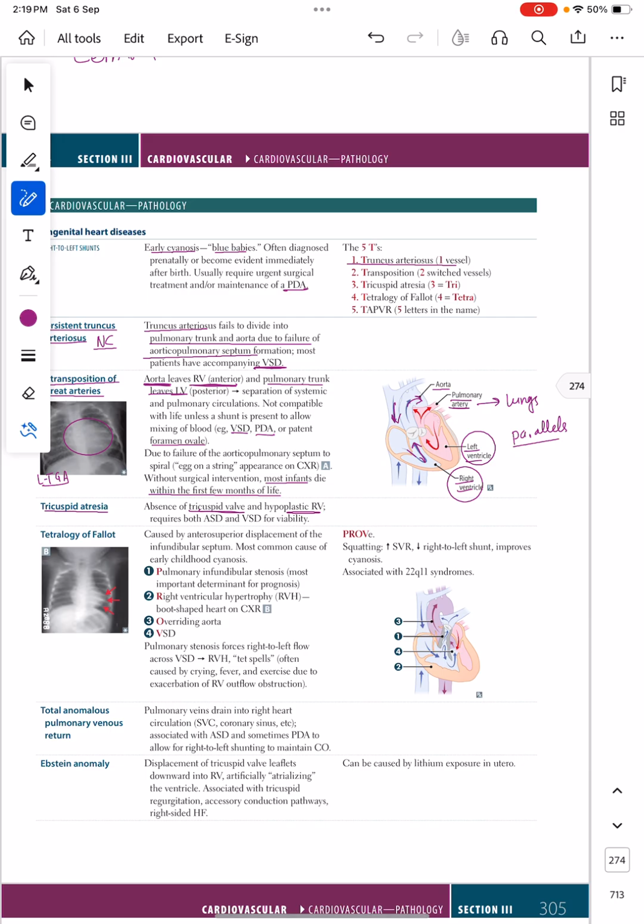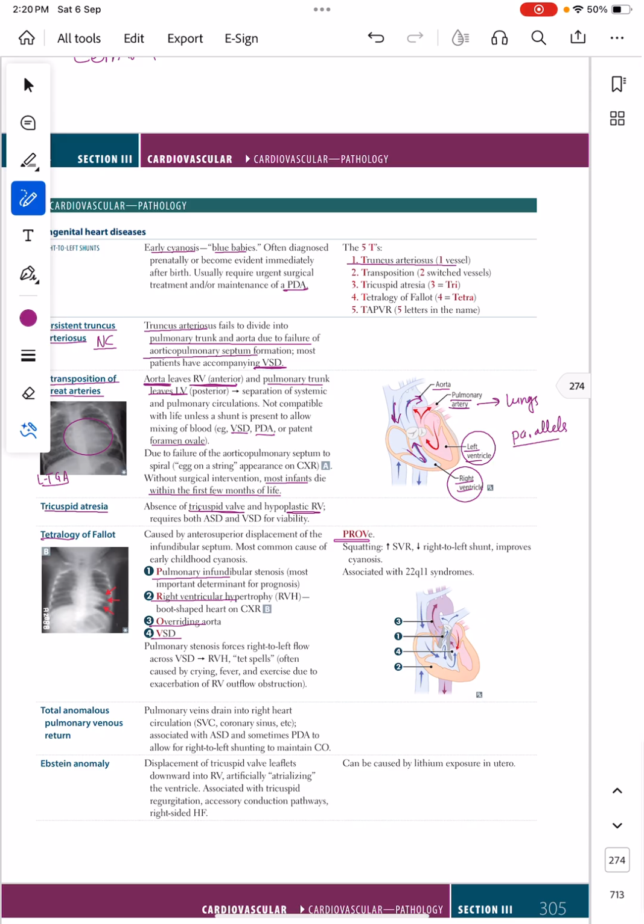Similarly, tetralogy of Fallot is a very important disease. Tetralogy means there are 4 problems in it. You can remember it by this mnemonic: one is pulmonary infundibular stenosis, the second is right ventricular hypertrophy, the third is overriding aorta, and the fourth is VSD. But the most important of these 4 components is the pulmonary infundibular stenosis.